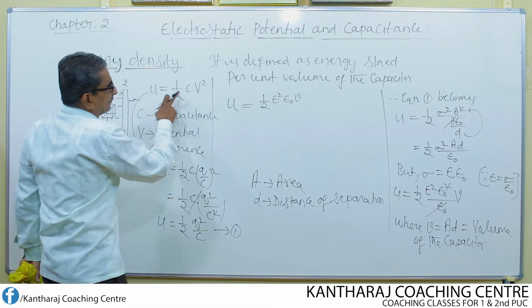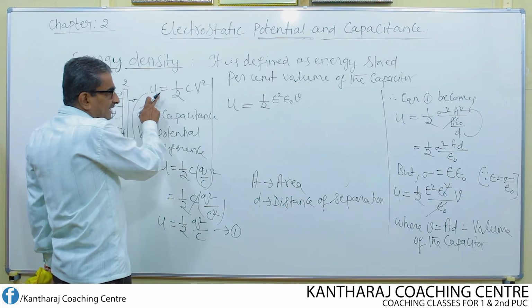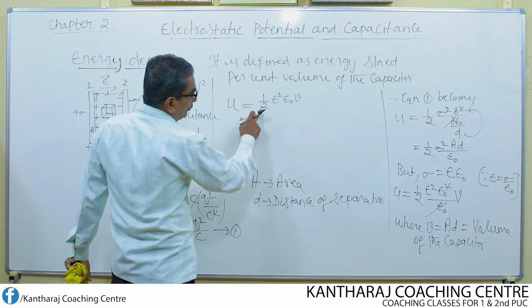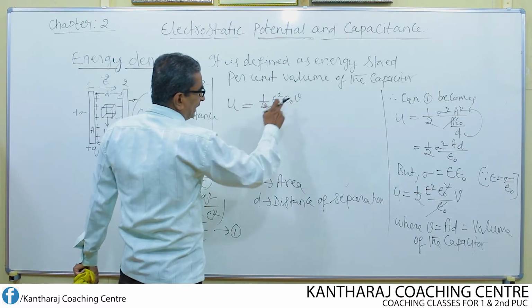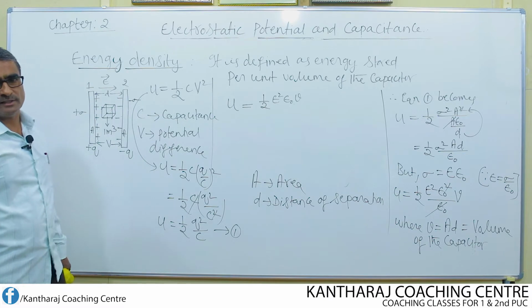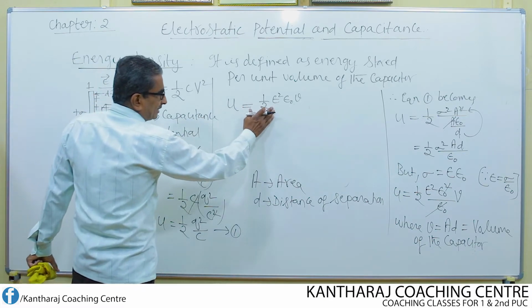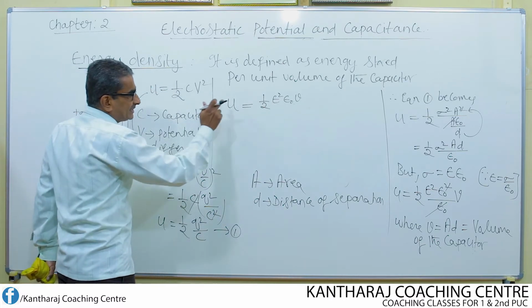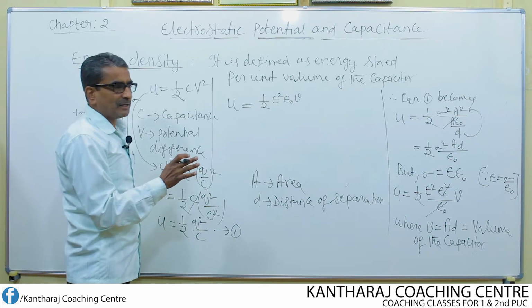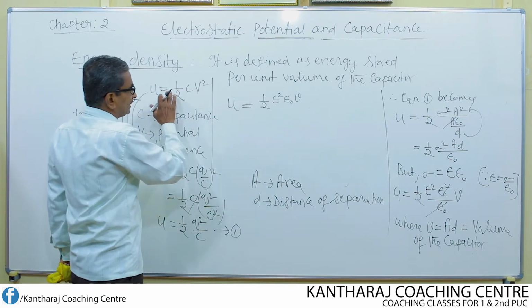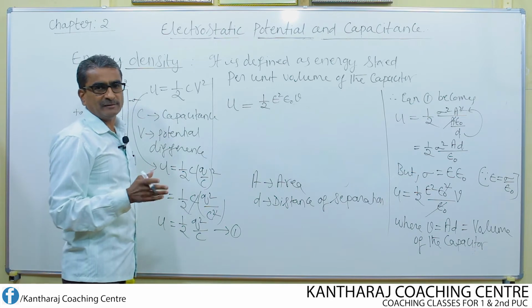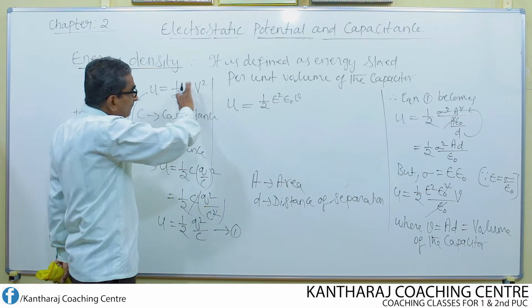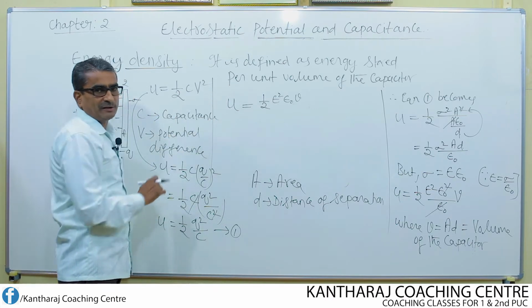What's the difference between this equation and this equation? This is the energy stored in terms of capacitance and potential. This is the energy stored in terms of electric field as well as volume of the capacitor. So this equation is nothing but another form of this equation. Both represent the energy equation. The physical quantity is the same, energy, but different parameters arise in these two equations.